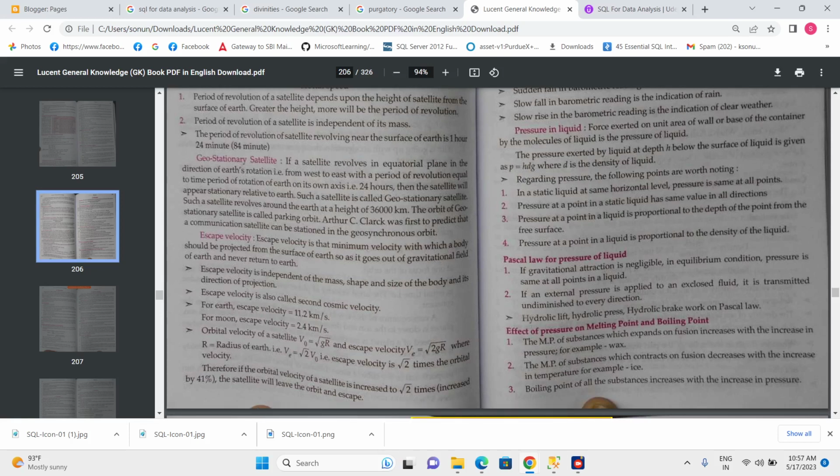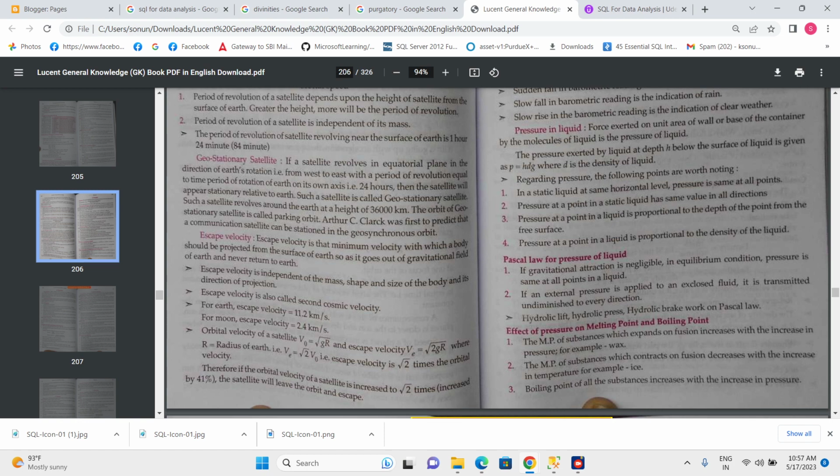So in this video I am going to explain about geostationary satellite. What is a geostationary satellite? If a satellite revolves in the equatorial plane in the direction of earth rotation, from west to east, with a period of revolution equal to the time period of rotation of earth on its own axis, and that is 24 hours, then the satellite will appear stationary relative to earth. Such a satellite is called a geostationary satellite.